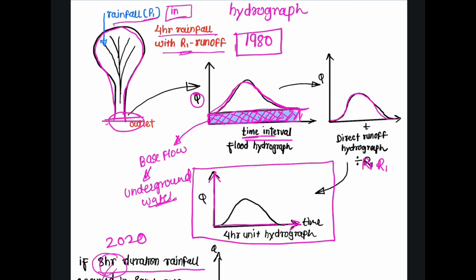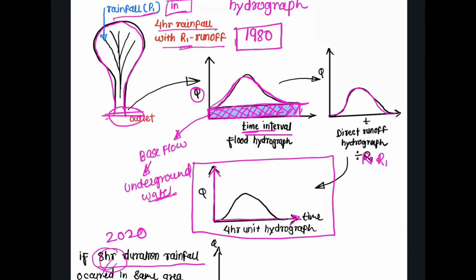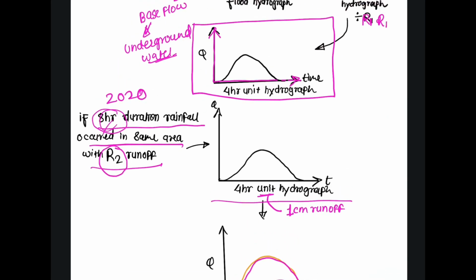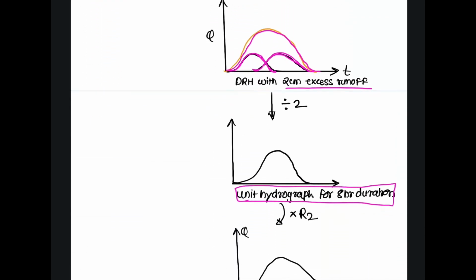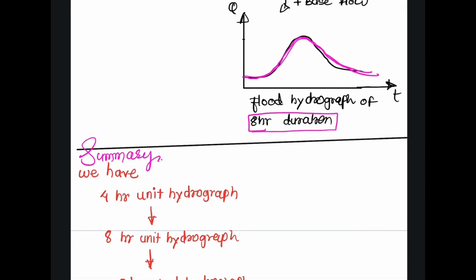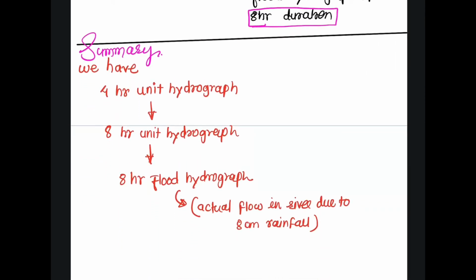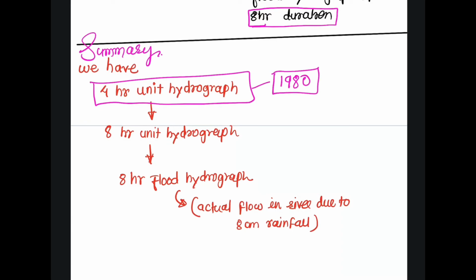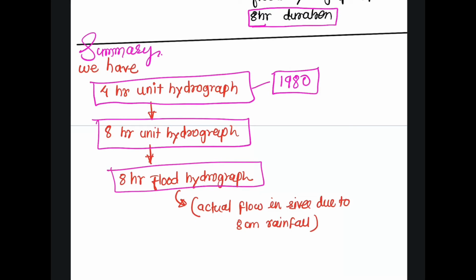In 1980 we practically measured all these things, and in 2020 just by taking this unit hydrograph we are able to calculate the actual flow in the river because of that rainfall. So here is the summary of what we have done. This is the 4-hour unit hydrograph we calculated in 1980, assume. Then after taking that we converted it into the 8-hour unit hydrograph, then the 8-hour flood hydrograph, which is the actual flow in the river due to the 8-hour rainfall.